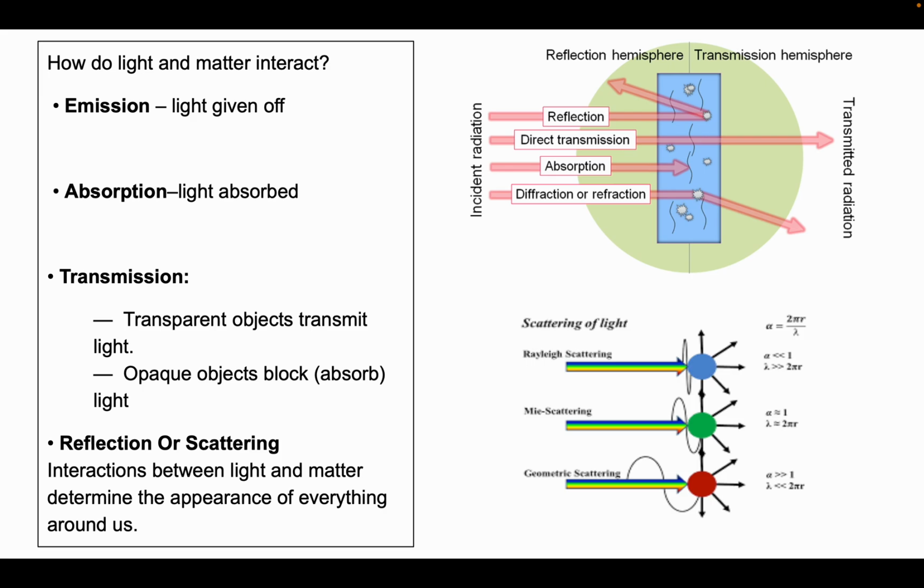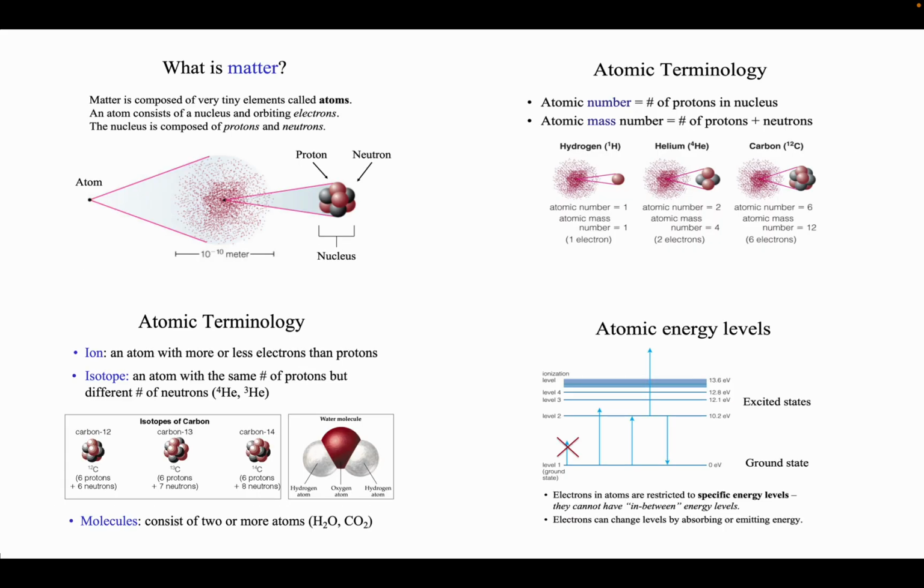Here is the other thing. So what is matter? Matter is composed of very tiny elements known as atoms. Atoms consist of the nucleus and orbiting electrons. We know in matter electrons orbit in different energy levels. The nucleus, we know, is composed of protons and neutrons. And matter has the length scale of 1 angstrom.